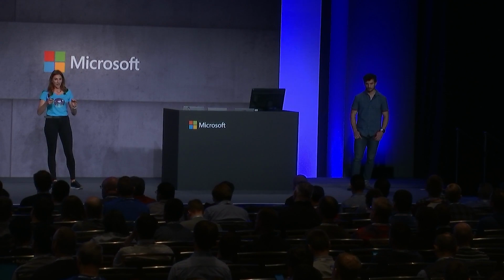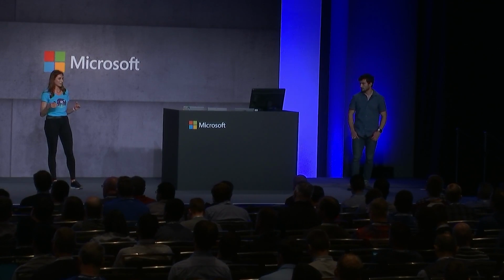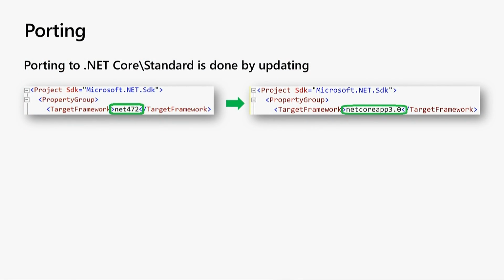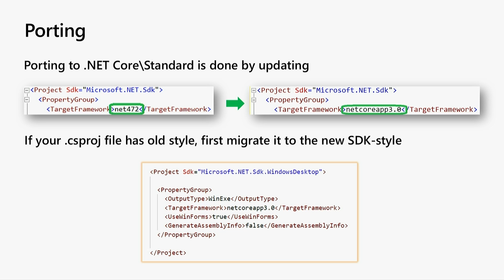And with that, after I said all that, it might seem that porting is a very complicated, time-consuming process, but it's actually very simple. Porting to Core means changing the value of target framework from .NET Framework to .NET Core in your project file. That's what it is. There is one trick to it. If your application has an old-style project file, then you need to first update it to a new style project file. We call it SDK style project file. And let me just go to a demo and show you what the old and new project style files are.